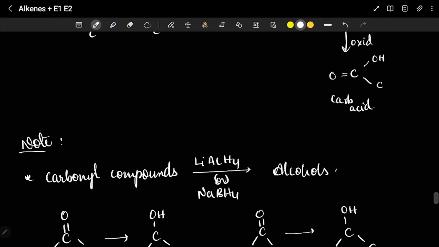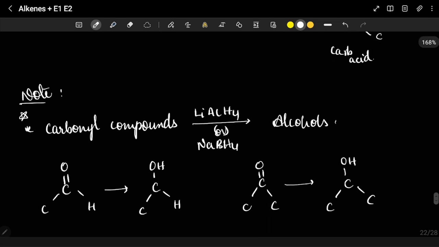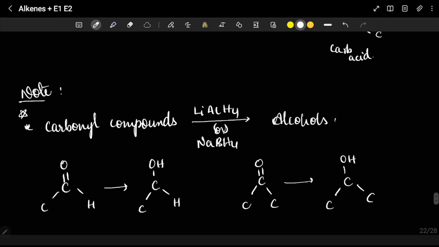And there is another small side reaction which is very important. We will study this again in the preparation of alcohols. Whenever you take a carbonyl compound and use these reagents, these are strong oxidizing agents, right? Oxidizing agents, I don't, sorry. These are reducing agents, LiAlH4 and NaBH4, reducing agents.